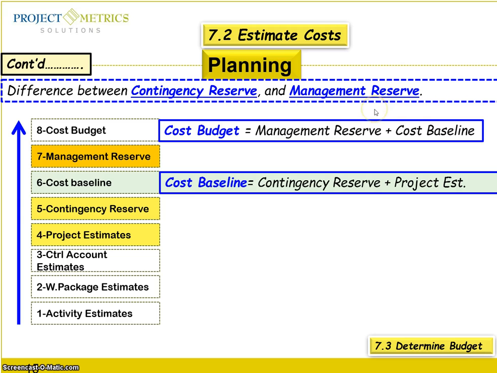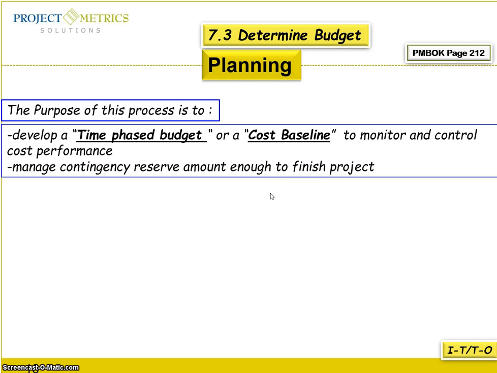The next step here, I'd like you to go for what to do on determine budget. What is the purpose? You are going to develop a time-phased budget or a cost baseline. Why? To monitor and control the cost performance and to manage contingency reserve amount enough to finish your project.